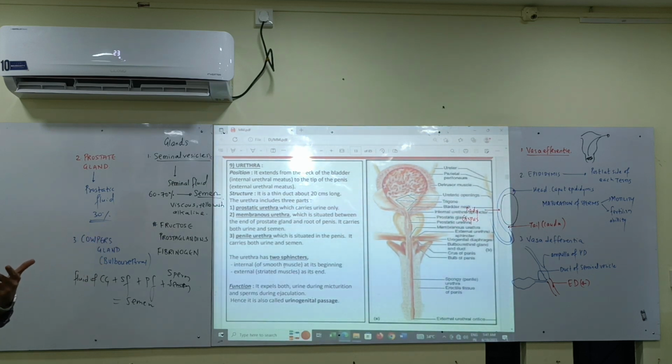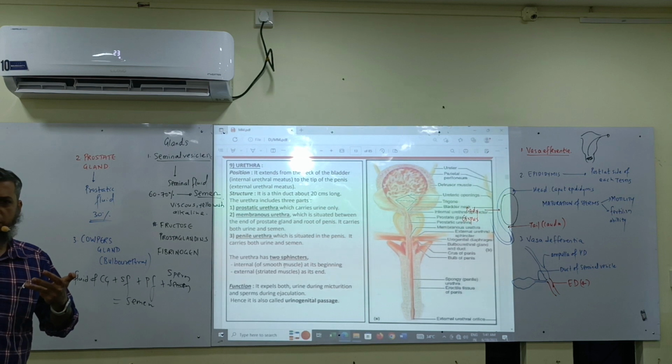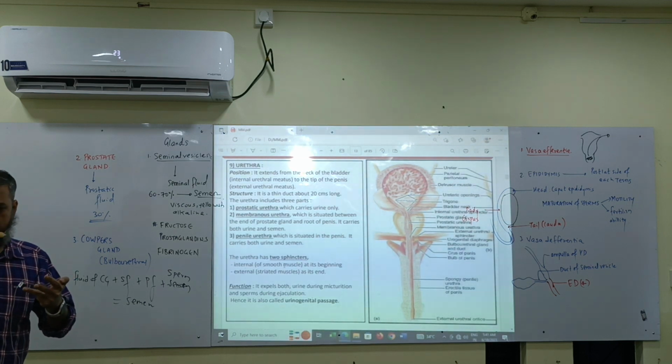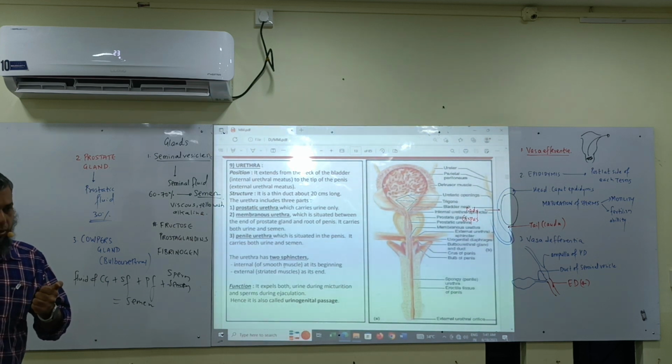Okay, I told you three regions of the urethra. What are the 3 regions of the urethra I told you? Prostatic urethra, and the penis.